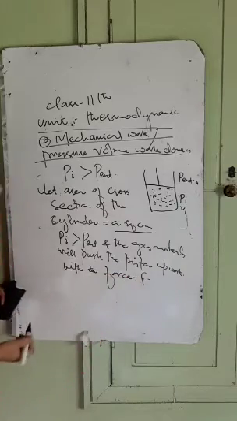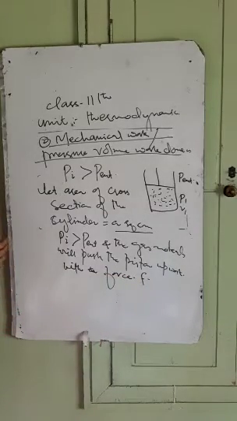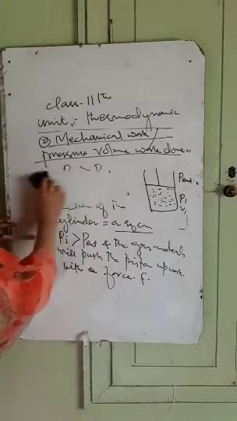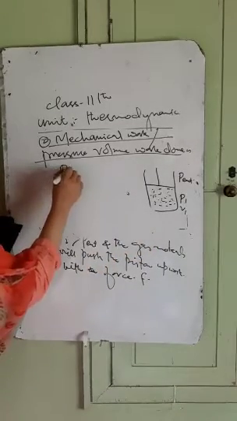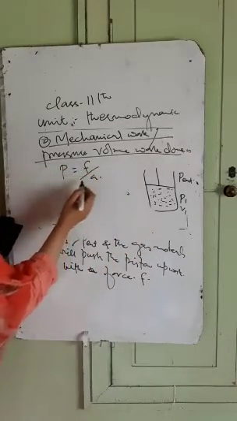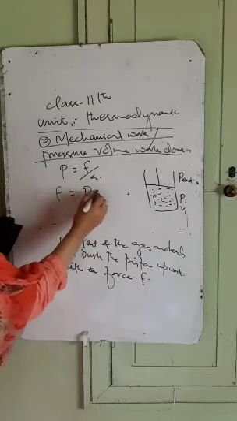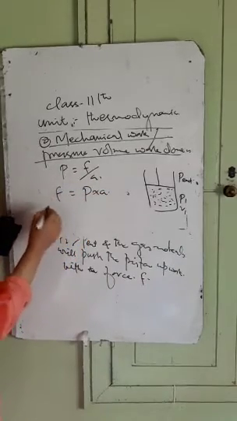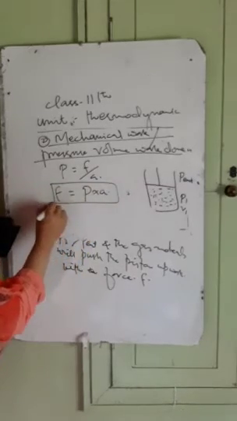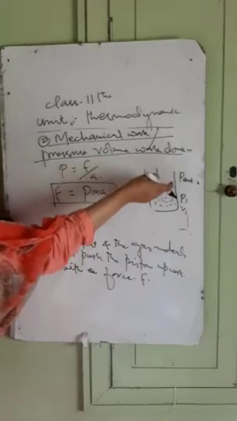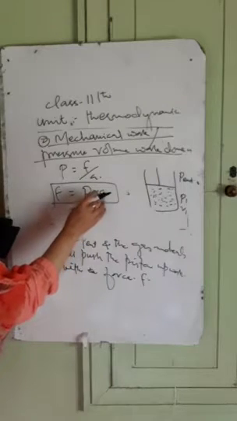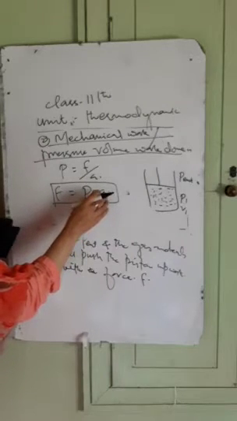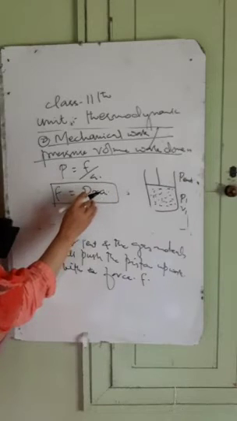That force F is equal to, because we know that pressure is equal to force per unit area, and force is equal to P into A, pressure into area of cross section. So the gas molecules will push the piston upwards with a force which is given by P into A, where A is the area of cross section and P is the pressure.